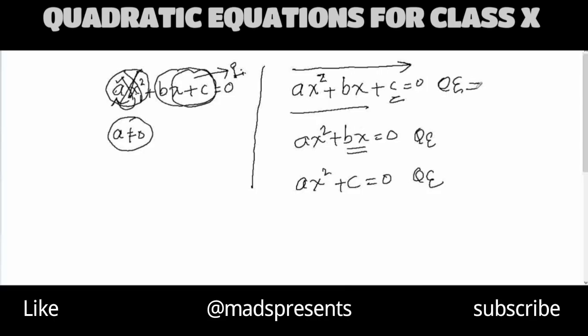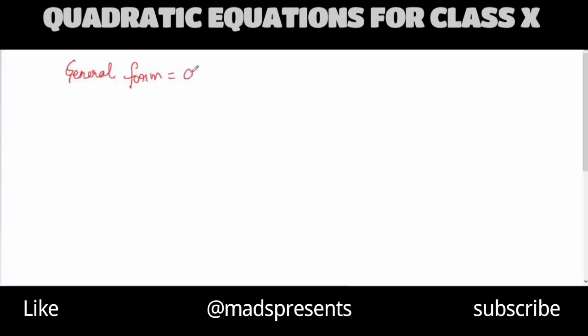According to the definition of a quadratic equation, the degree must be 2. Here the highest degree is 2. The form is ax squared plus bx plus c equal to 0, and the important condition is that a should not be 0. If a becomes 0, this part will vanish and this will become purely a linear equation.